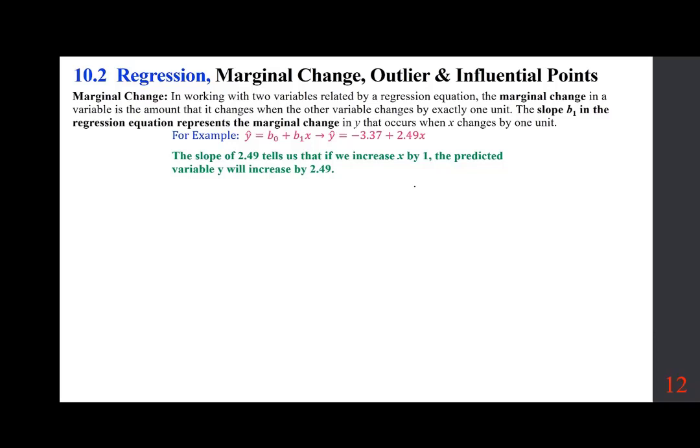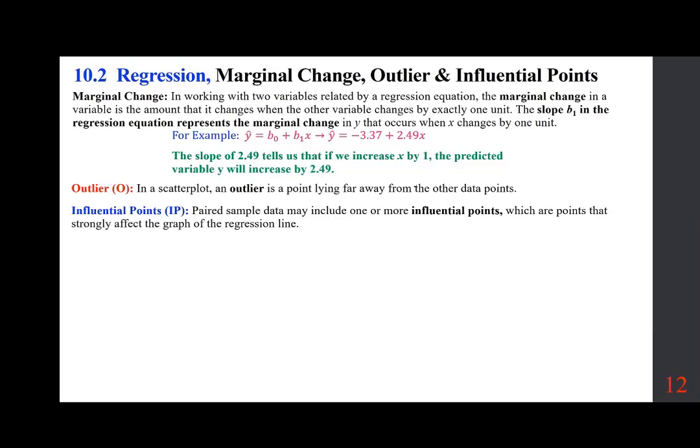Then the y variable, the predicted variable, increases by 2.49. That's the idea. I hope you see what that means. It's very simple. Replace the x with 1. So what happens? See, this negative 3.37, the y-intercept, is fixed. It's not changing. So 2.49 times x. If x is 1, it gets added by 2.49. If x is 2, 2 times that, and so forth. So that is the idea behind this.